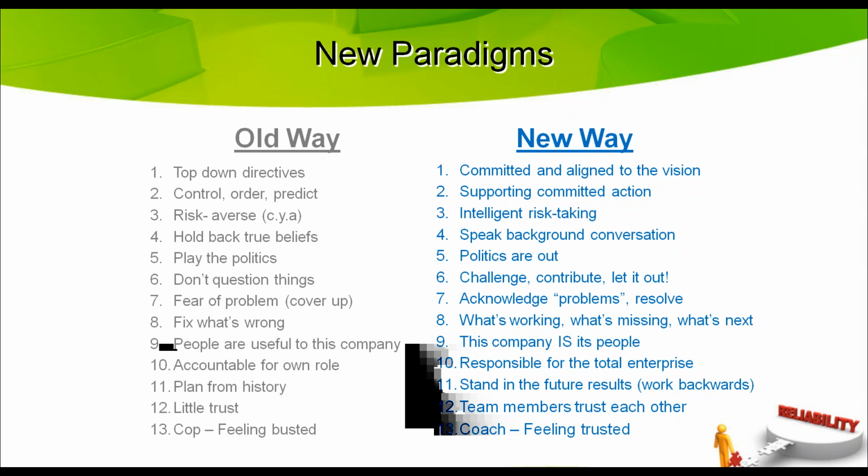So how will we be able to tell which turn in that fork in the road your team took on that previous slide? What would this look like in your team dynamics? Well, here are some telltale signs to look for. For example, is your team fully committed and in line with the vision, or are they just doing what they're told? Do you as a manager spend more time coaching and supporting your team than you do controlling them and giving out orders? Is the team risk averse, or do they take intelligent risks? Does the team hold back their true beliefs, or do they speak their background conversation?